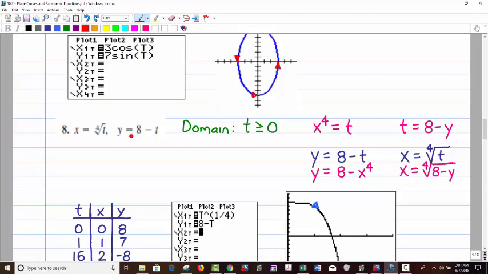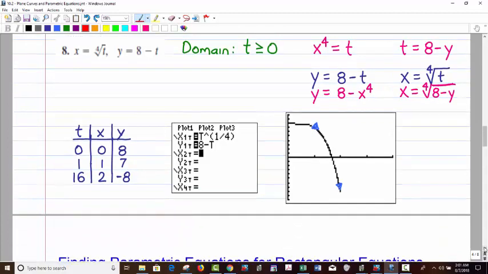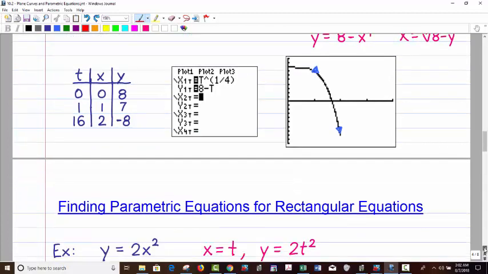Now the other one, I just solve for t here, and I get t equals 8 minus y. Then you plug it into the first equation, so x equaling the fourth root of 8 minus y would also be correct. Either one of those two answers is correct. All right, so I graphed this one.